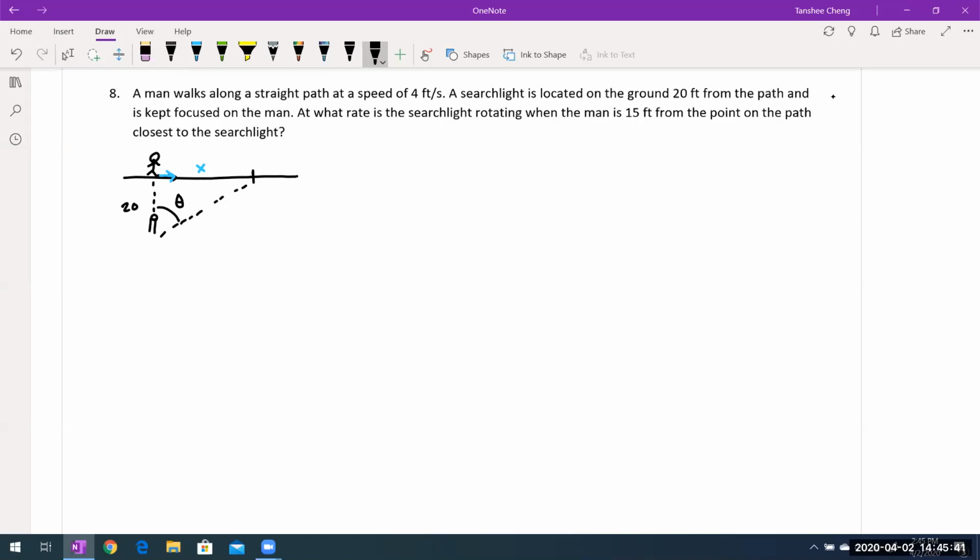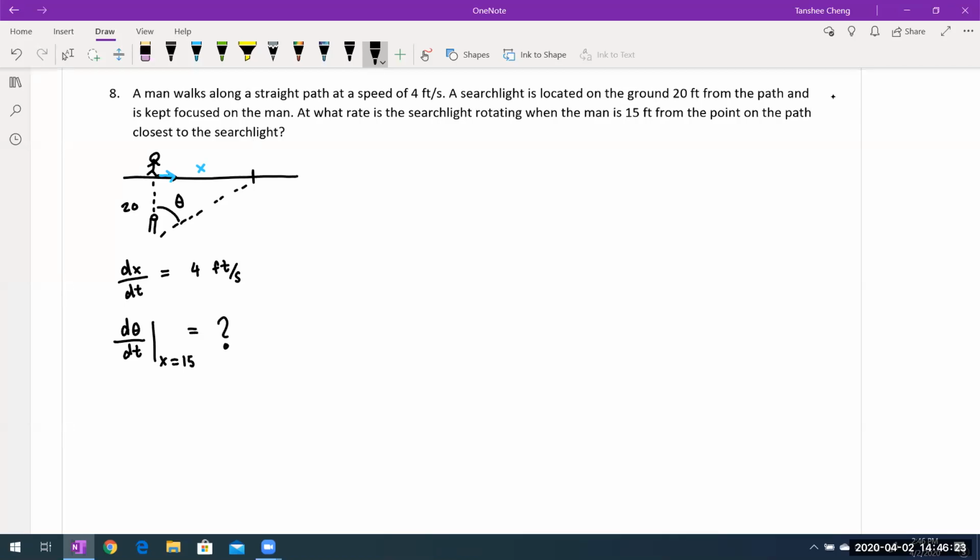So right here, it's giving you dx/dt, the speed of the man walking, which is 4 feet per second. That's a constant speed. And we want to find the rate of change in the rotation of the searchlight with respect to time when this man is 15 feet from the point closest to the searchlight, which is this part right here. We already know that the closest distance from the searchlight to the path is 20 feet. Awesome. So that's what we are looking for.